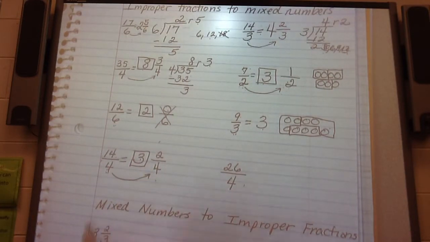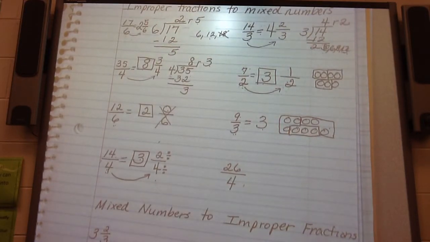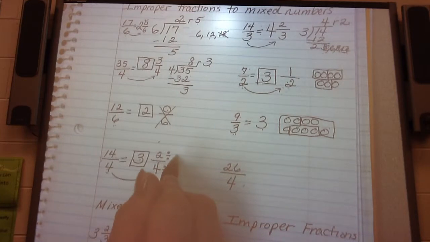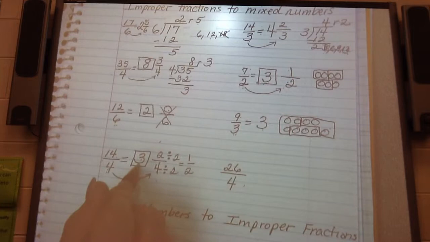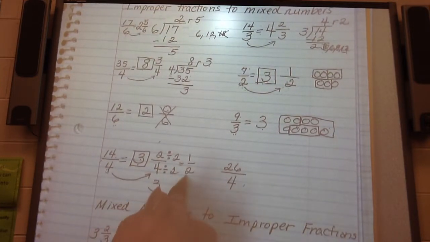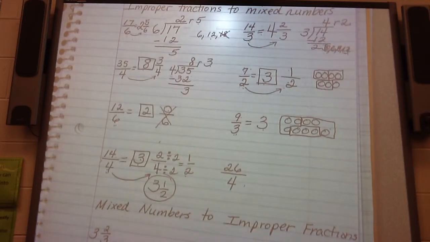So I have to go to simplifying. And by simplifying, I'm going to make these into equivalent fractions that are the smallest they can be by dividing the numerator and denominator by the same number. In this case, it'll be 2. So 2 divided by 2 will equal 1, and 4 divided by 2 will equal 2. And so the final answer will be the 3 and the 1/2. And that's in simplest form right there.